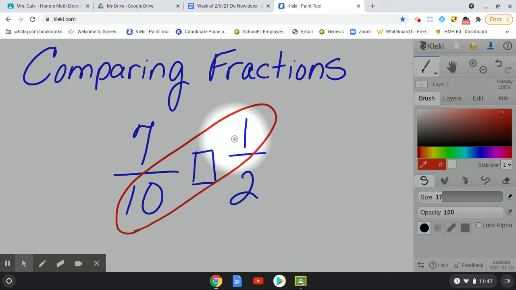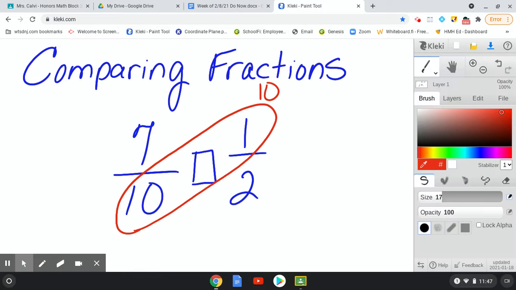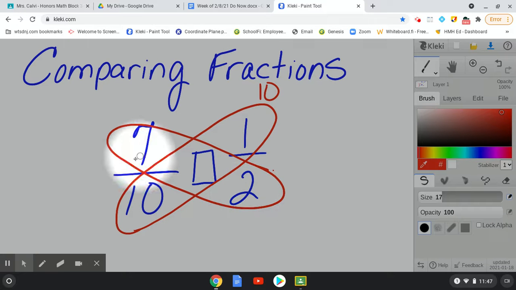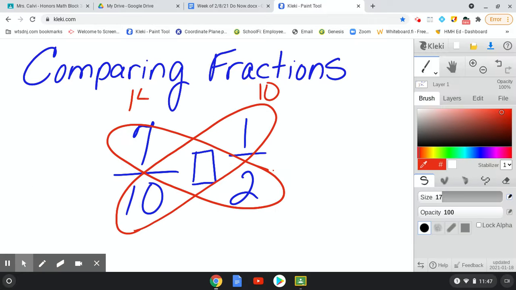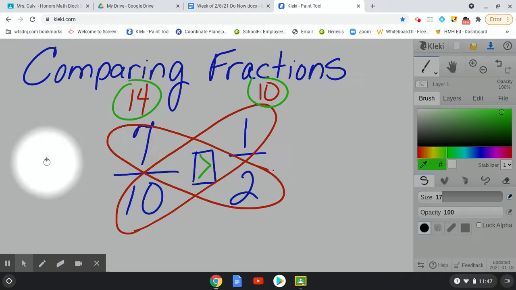So 10 times 1 gives me 10. And then I'm going to cross multiply the other direction. 2 times 7 gives me 14. So now I'm looking at these numbers, 14 and 10. Well, 14 is greater than 10, so 7/10 is greater than 1/2. So once you cross multiply, you're just looking at your new numbers at the top to see whether it's less than, greater than, or equal to.